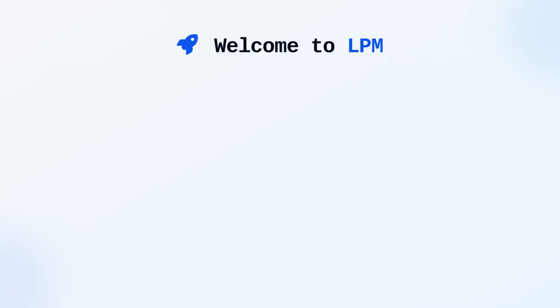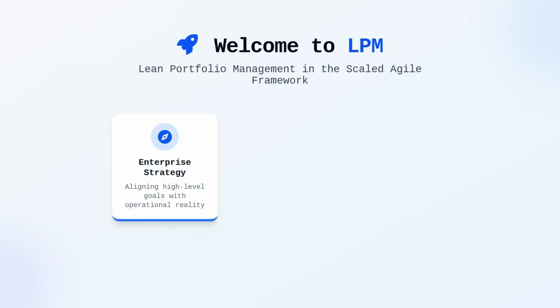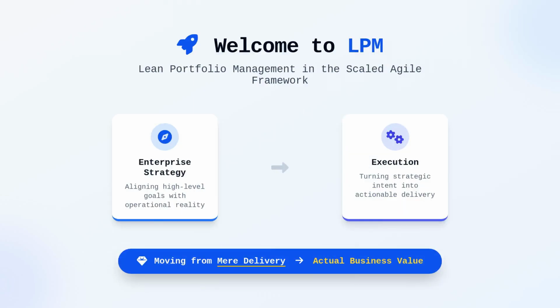Welcome to this chapter, where we will explore the lean portfolio management function within the Scaled Agile Framework. By mastering these concepts, you will gain the competence required to align enterprise strategy with execution, ensuring your organization moves beyond mere delivery to driving actual business value.